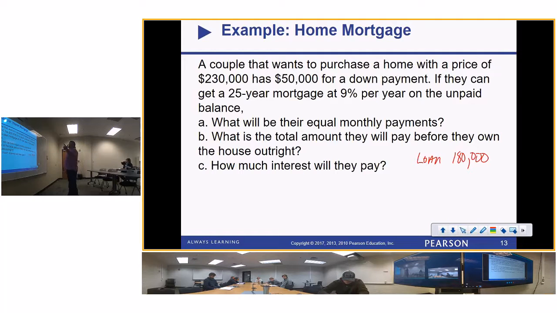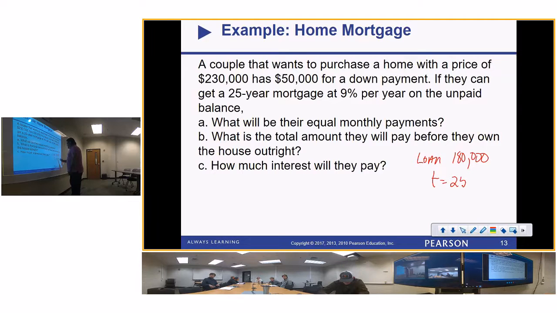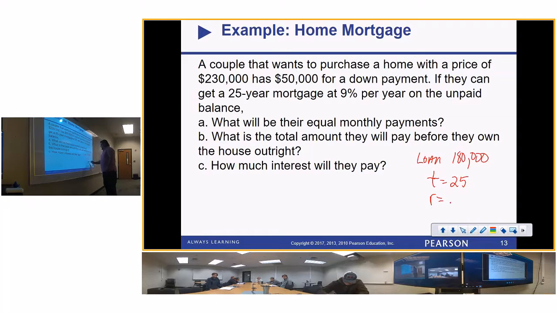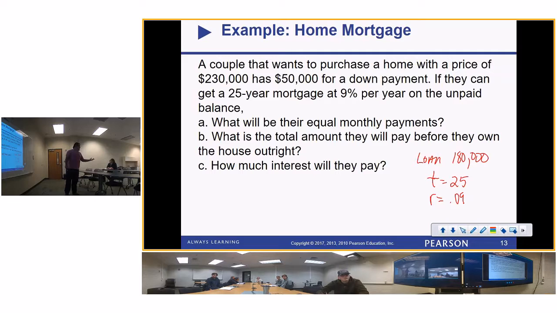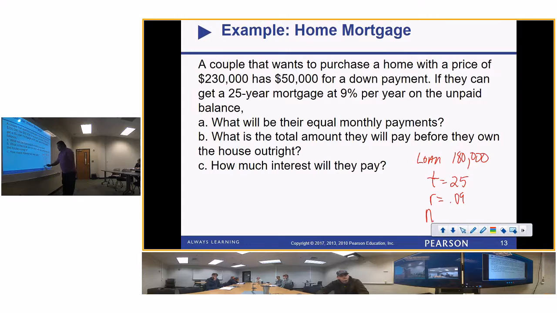If they can get a 25-year mortgage, T is equal to 25. At 9%, R is equal to 0.09, which is pretty high. And what about mortgage payments, car payments, and credit card payments? Do you make them per year or per month? So N is equal to what? Now make sure you know what you're doing.